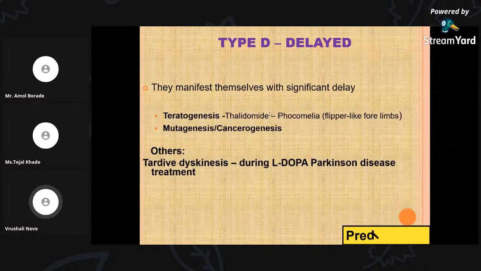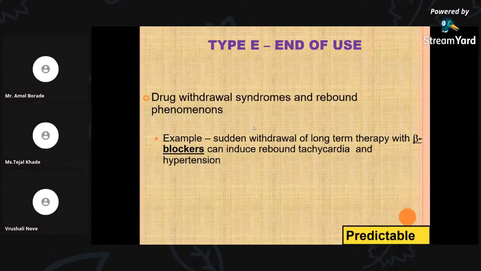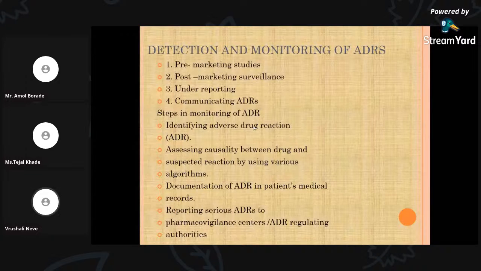So today we will start with the detection and monitoring of adverse drug reaction. Detection and monitoring mainly involve four steps of pharmacovigilance. The first step is pre-marketing studies, the second step is post-marketing surveillance, the third one is under reporting, and the fourth step is communicating ADRs. Okay, so let us discuss this stepwise.